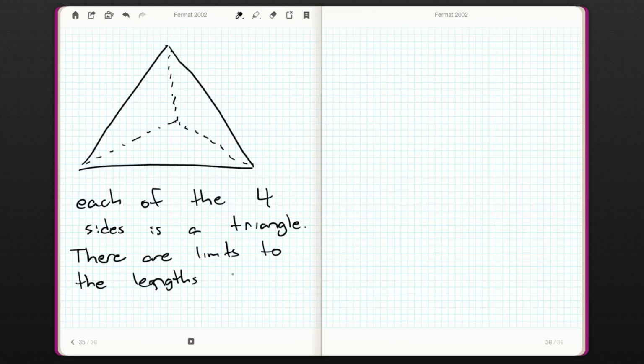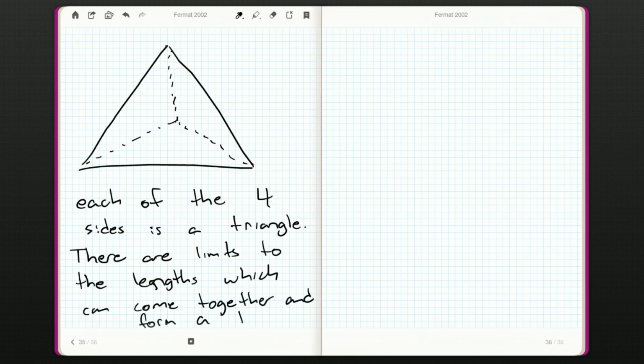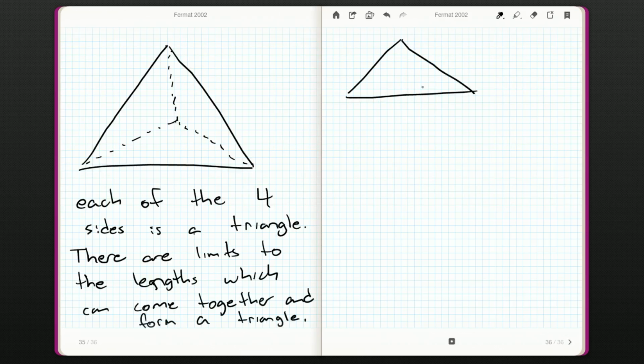So there are limits to the lengths which can come together and form a triangle. Okay, so what do I mean by that? If I'm looking at a triangle here, and I have side lengths A, B, C, well, the limiting factor is called the triangle inequality.